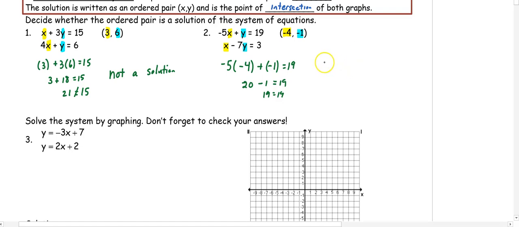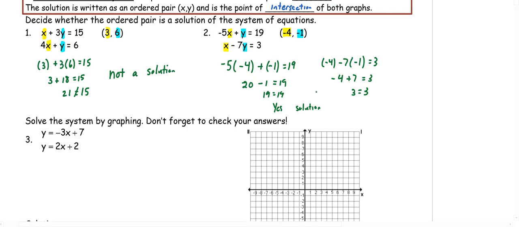Now we're going to test the second equation. I have -4 minus 7 times -1 equals 3. So we get -4 plus 7 equals 3. 3 equals 3. Because both equations are true, yes, this is a solution. When you're graphing, you can always go back and check your answer to make sure it works in our equation. So let's start graphing.